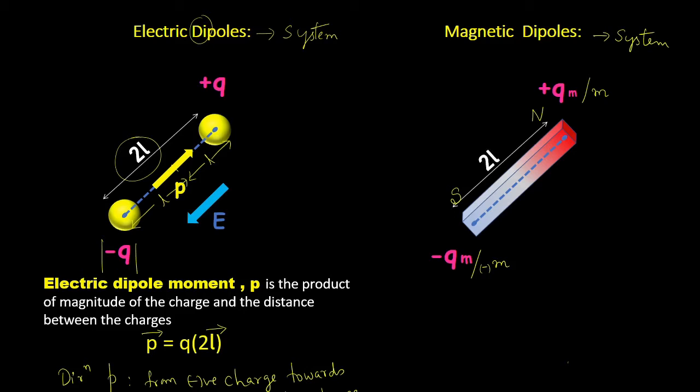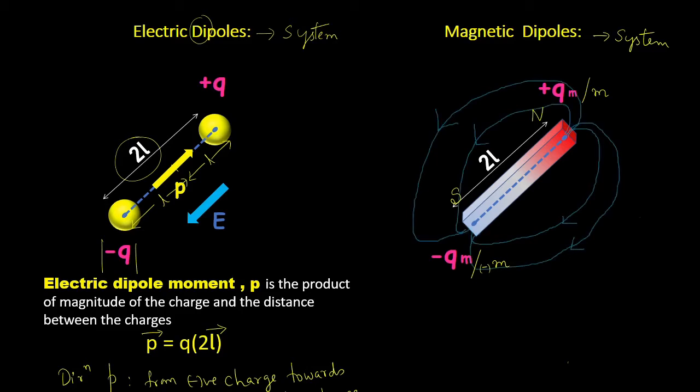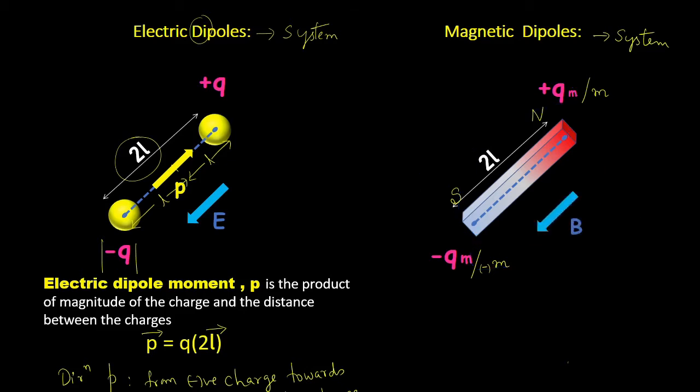Since this is a magnet, definitely it will produce a magnetic field. What will be the direction of the magnetic field? We know that the magnetic field diverges from the north pole and converges at the south pole, or the magnetic field starts from the north pole and ends at the south pole. Now I can write the direction of the magnetic field like this.